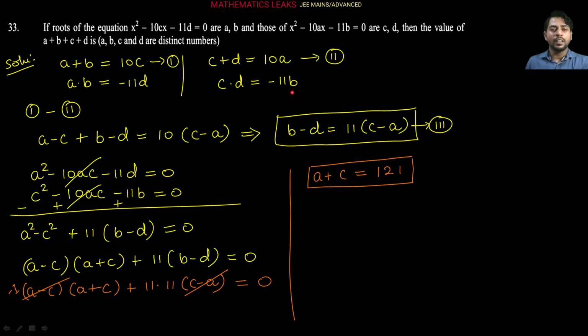And if we add the first and second equations, first plus second, we get a plus b plus c plus d is equal to 10 times a plus c.